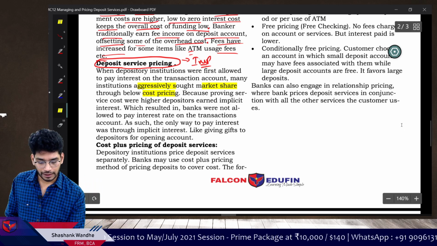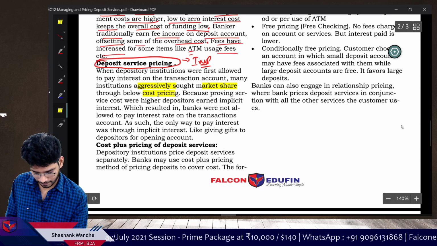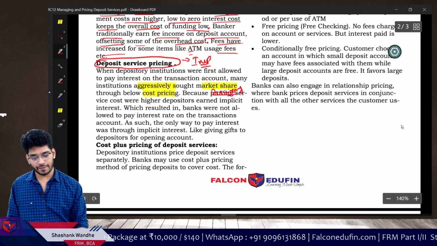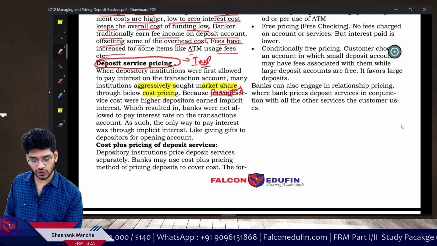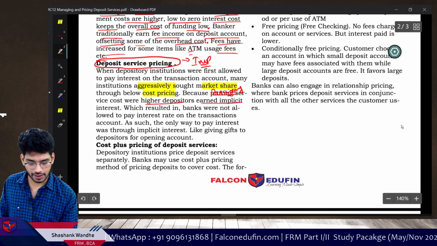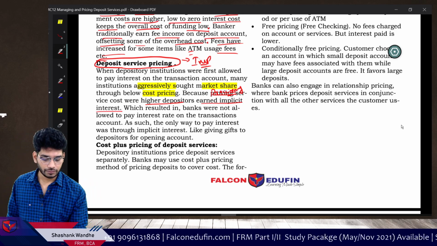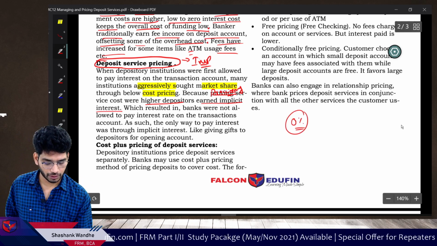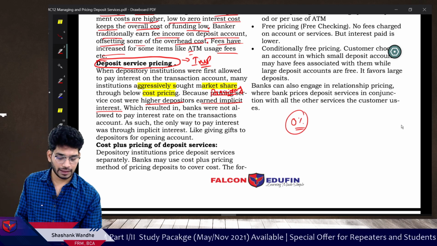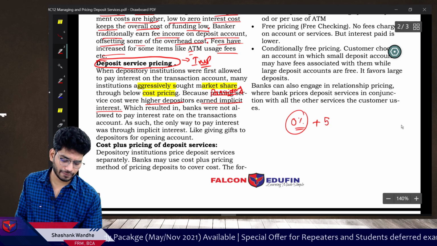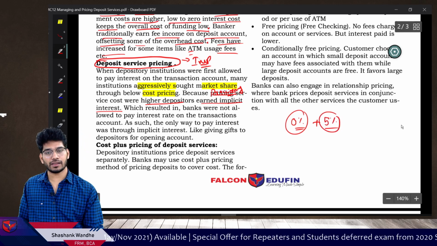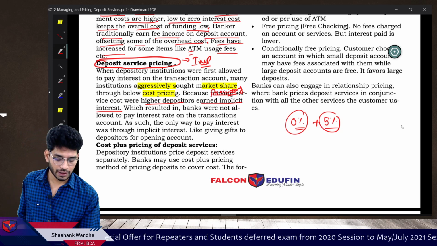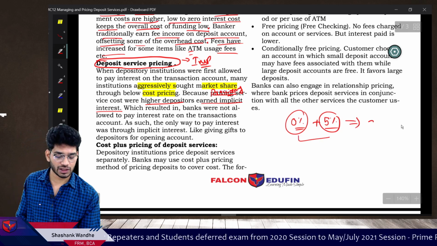Because providing services cost much higher, depositors earned implicit interest. Like say 0% in fees is paid on these deposit accounts, and the bank is incurring say 5%. I'm just taking a rough idea, 5% as the expenses on the operations, transaction services provided to the customers and so on. So the total expense incurred on maintaining these accounts is 5%.